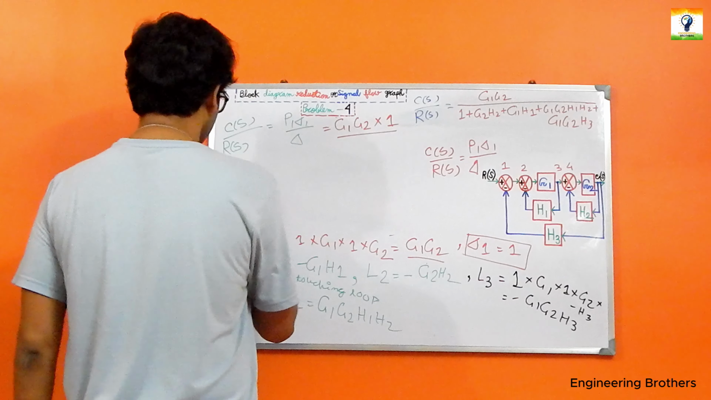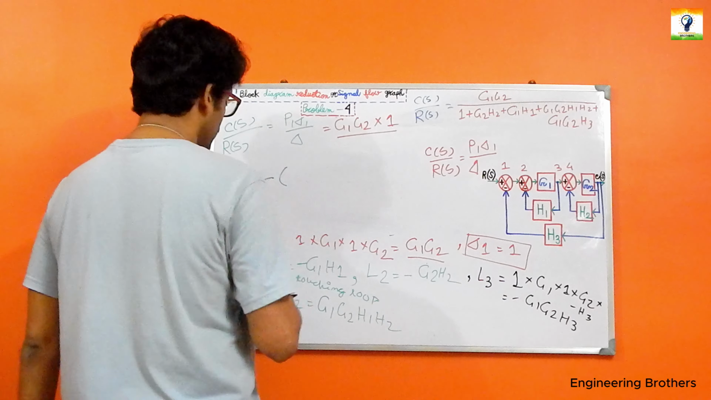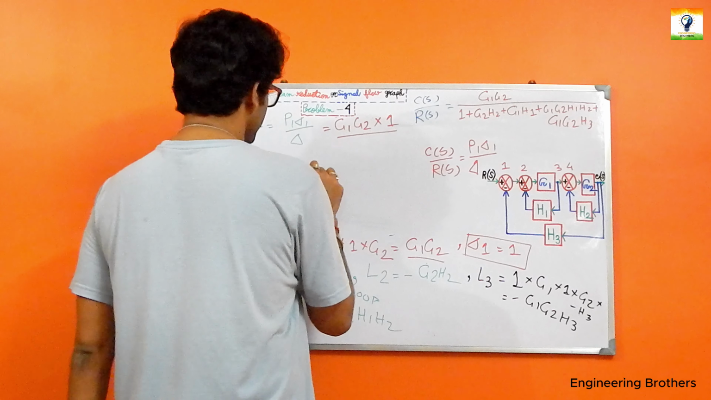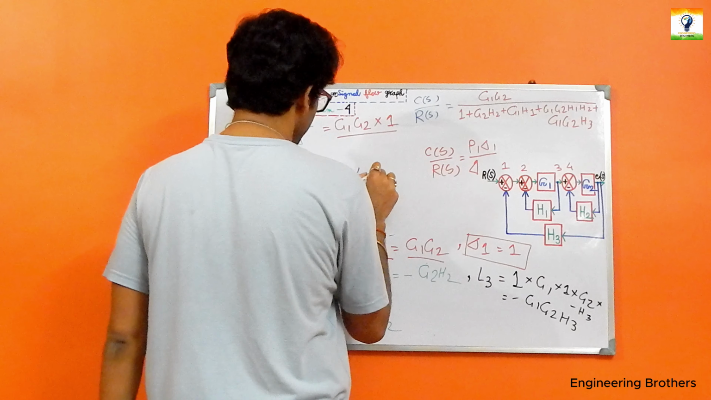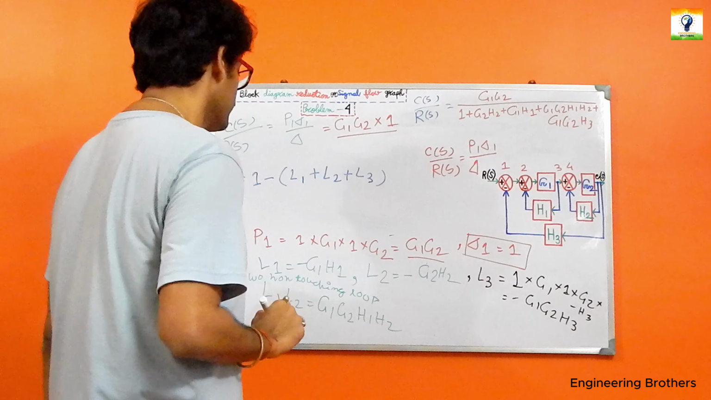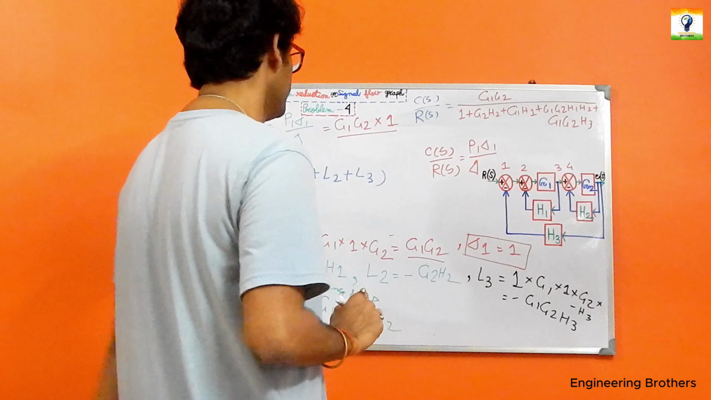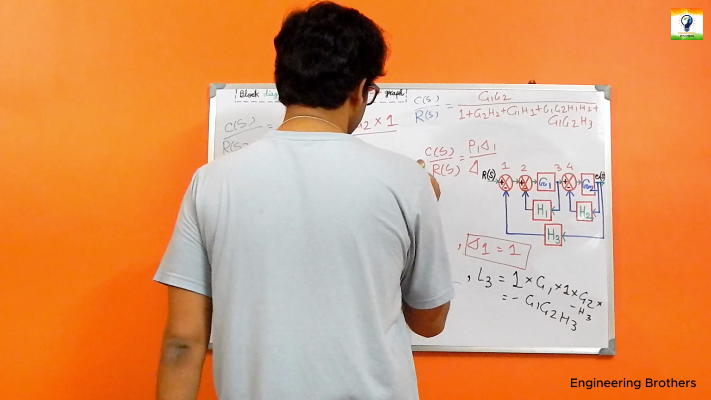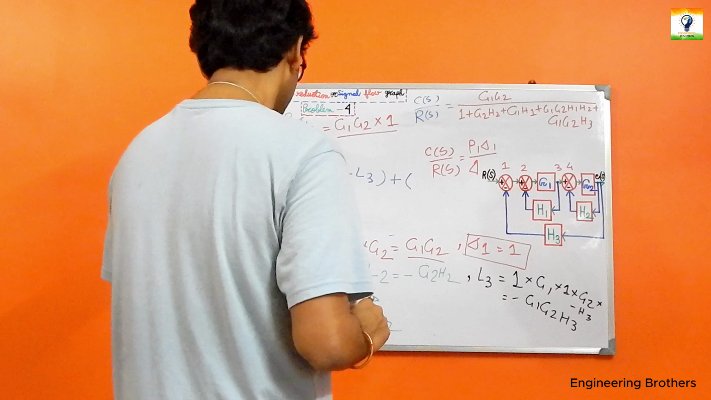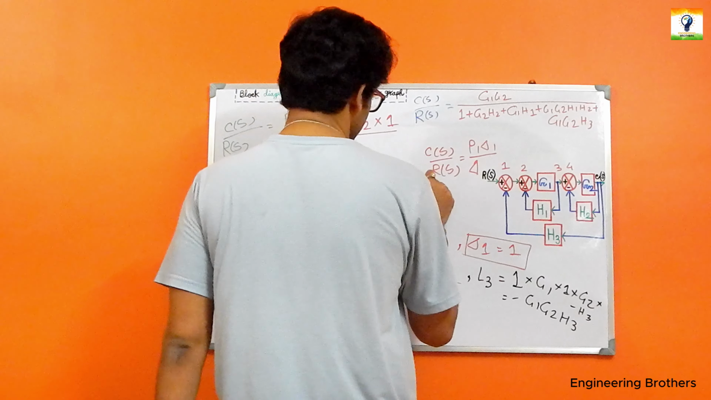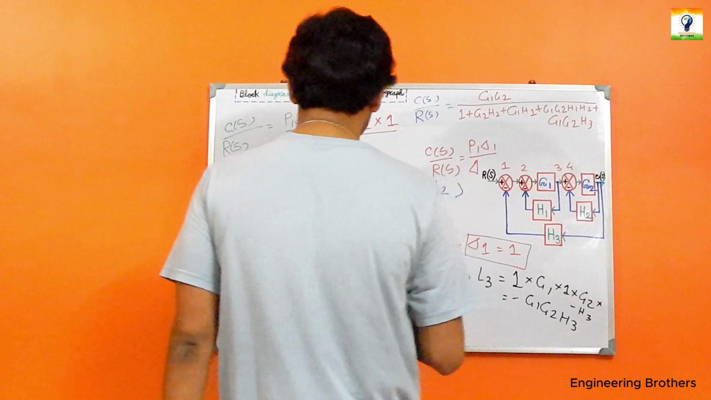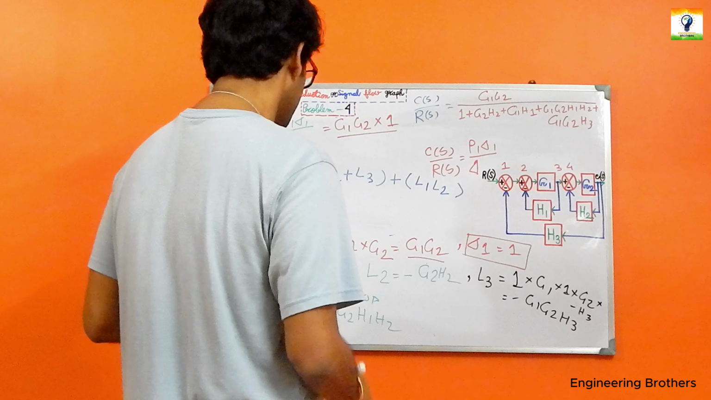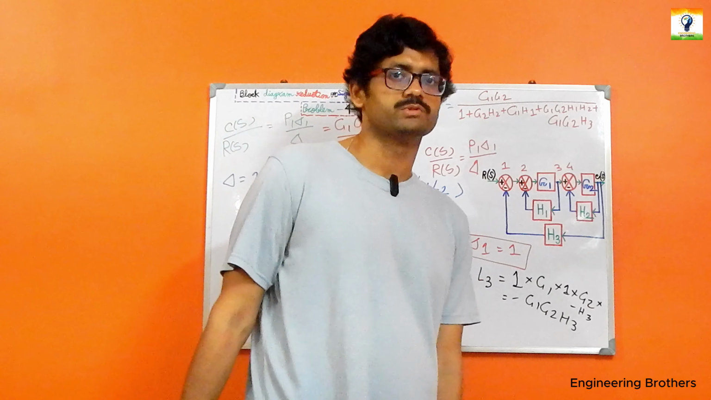The formulation for our delta will be 1 minus the summation of individual loops. In this case, we have three individual loops, which is L1 plus L2 plus L3, and the next sign will be plus for the two non-touching loops, which is L1 L2. This is the expression for our delta, and no other two non-touching loops or three non-touching loops are present over here.